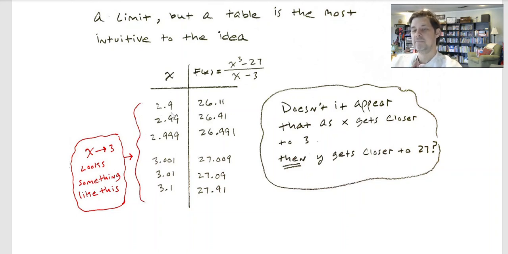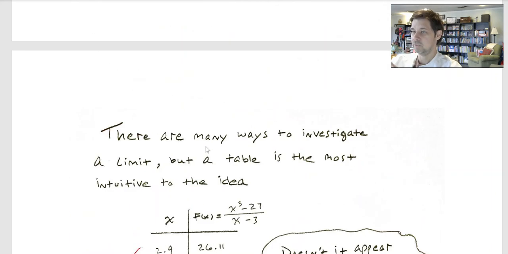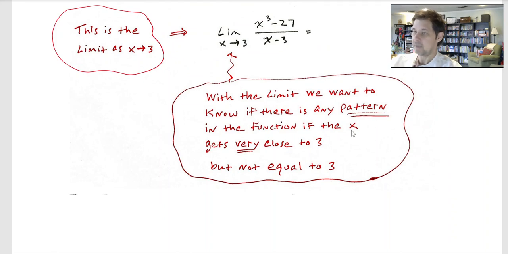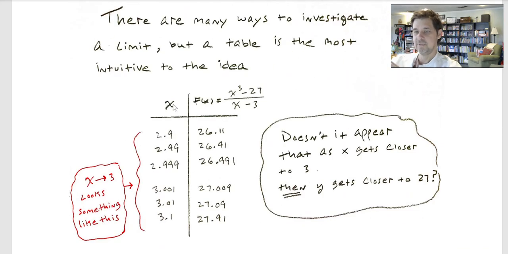So in my table, I say, we're going to find patterns. I have lots of numbers, okay? I don't want to just use one number because I want to see if there's a pattern, if there's a trend between the x and the y. So I did 2.9, already close to 3, 2.99, even closer, 2.999. And I can put more 9s if I want to. And then on the other side, because I want to go close to 3 from both sides, 3.1, already close to 3, 3.01, 3.001.